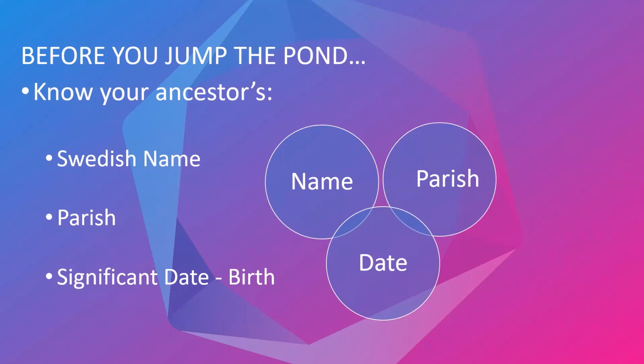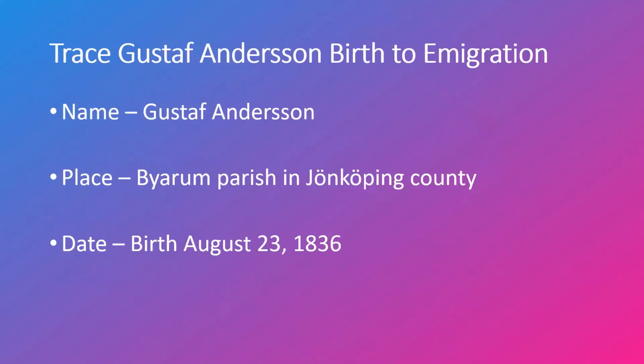Now with these indexes, especially the population of Sweden, 1800, 1947, it makes it a little bit easier when you don't have all the exact information that we used to tell people years ago. But here's an example for Gustav Andersson, and he was born in Bærum Parish in Jönköping, born August 23rd, 1836. And what we're going to do is we're going to trace his records from birth to immigration.